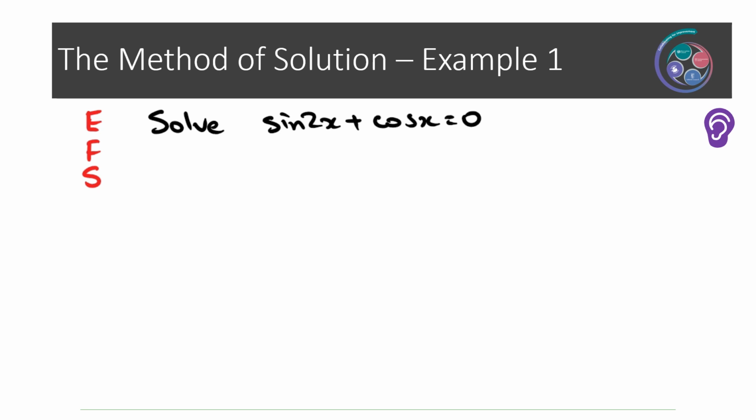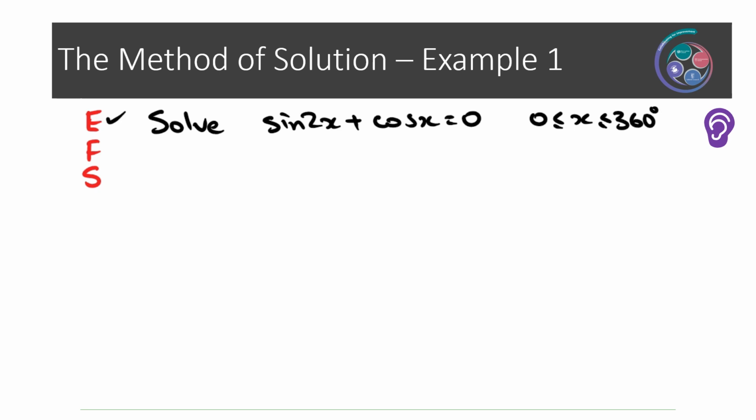I'm now going to take you on a walk through 6 different questions about solving these equations. Remember from the previous slide, what we need to be thinking about is expanding, factorising, solving. Those are the 3 steps we're going to go through. So here is example number 1. Solve the equation sine 2x plus cos x is equal to 0, for x between or equal to 0 and 360 degrees.